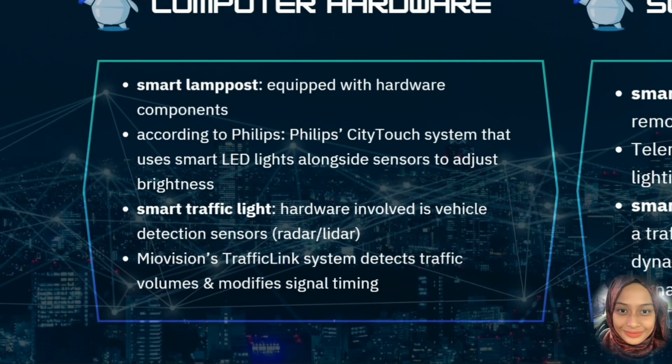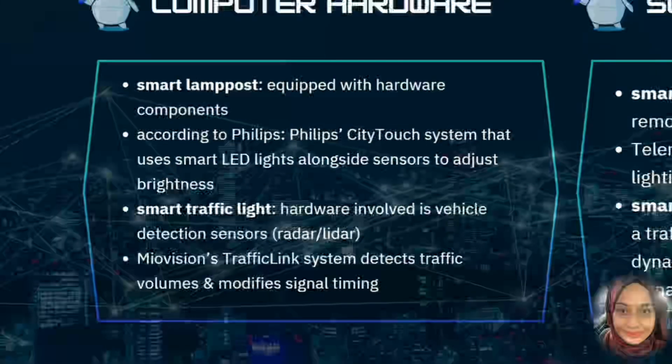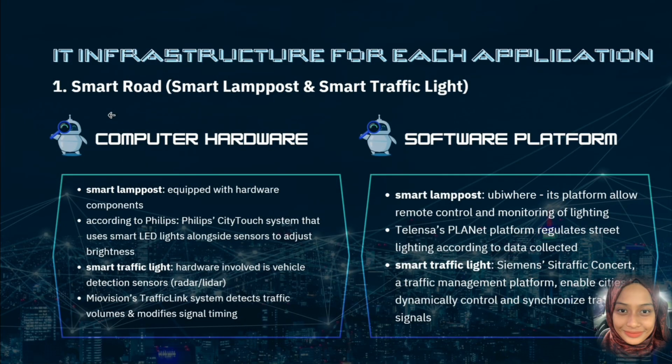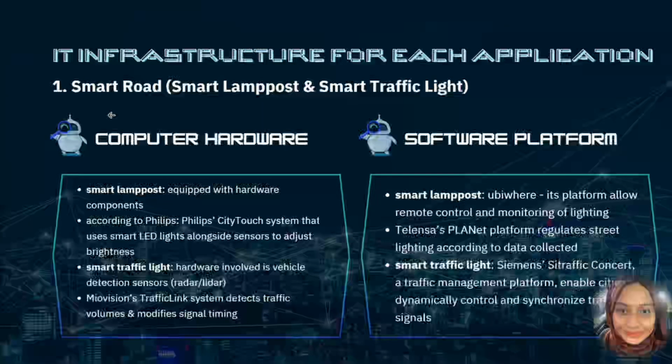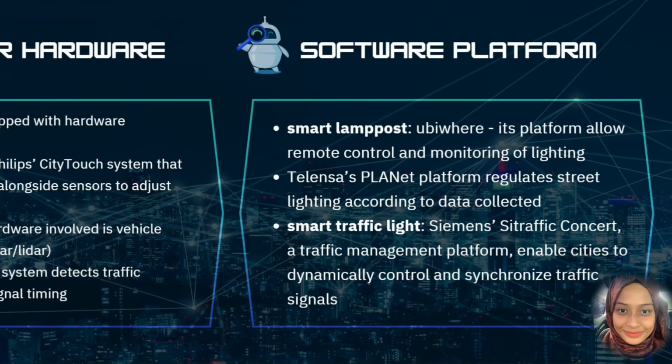For smart traffic light, hardware involved is vehicle detection sensors, which is radar or LiDAR. For example, Mivision's TrafficLink system detects traffic volumes and modifies signal timing by using cameras and processors inside the traffic lights. Next is software platform.